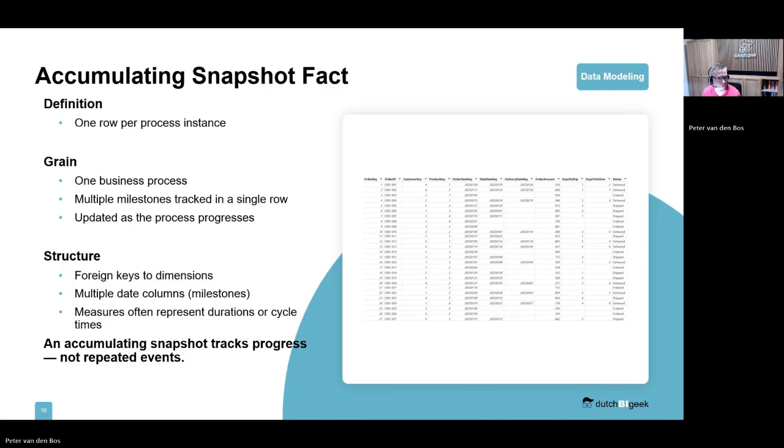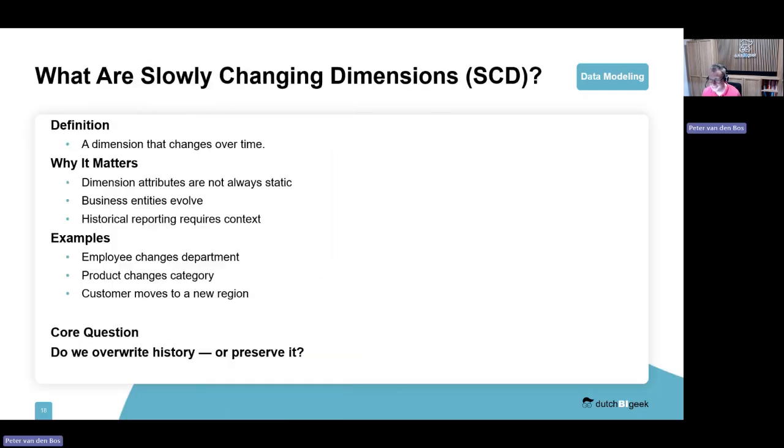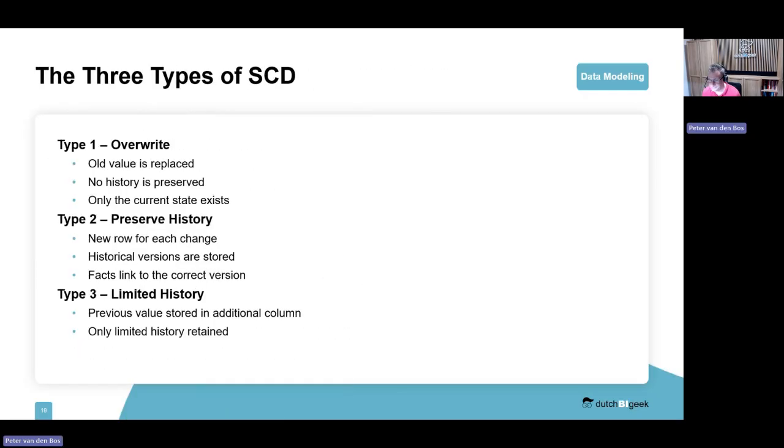SCD type 1, 2, and 0. So the three types of slowly changing dimension. The first is type 1. That is overwritten, so the old value is replaced. For the example, I'm sales manager for the Netherlands, and I change to France. So the country is overwritten with that information. But in that case, we don't have history preserved.